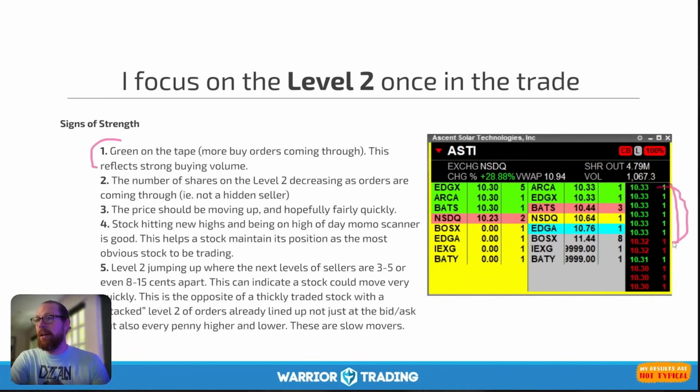This is the time and sales. Those are actual orders that have gone through. So if I just got in this at 10:30 or 10:32, I like seeing green on the tape right here. All right. The number of shares on the level 2, I want to see these orders decreasing. So maybe this was initially a 5 and it went from a 4 to a 3 to a 2 to a 1. I like seeing that.